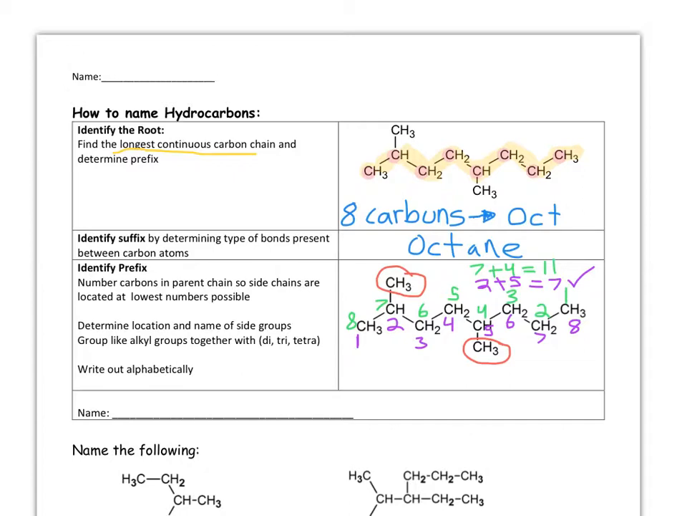So we name, just like we learned before, we use our numbers to indicate position. So we have a 2 and a 5 and then a dash, and we use our prefix di. They're both methyls, and it was an octane.